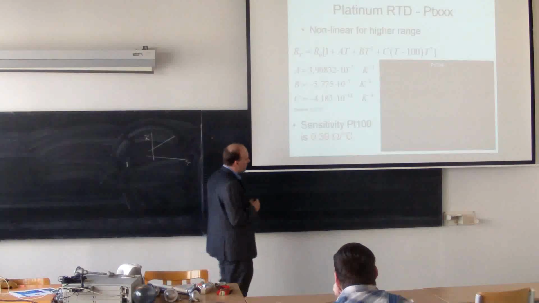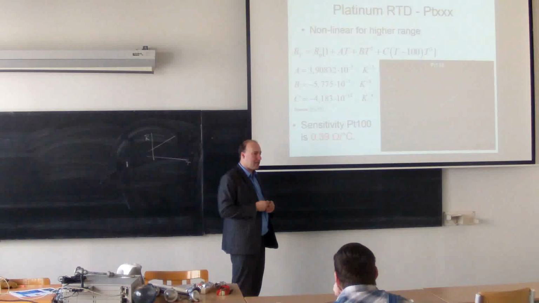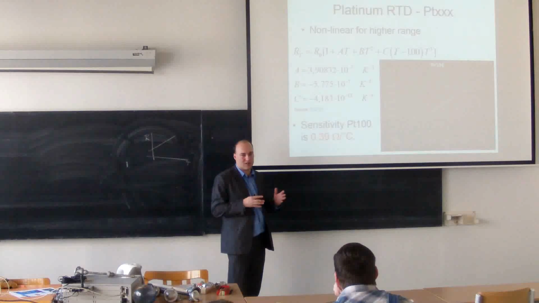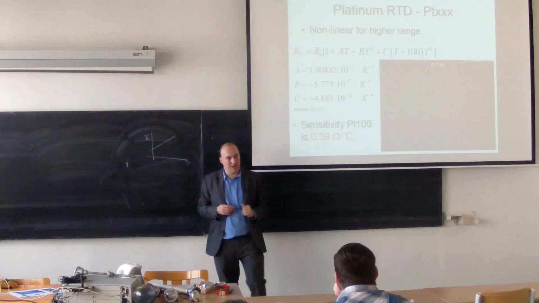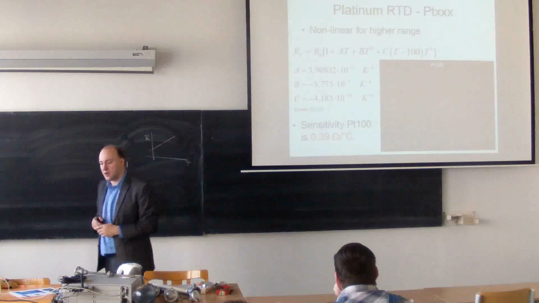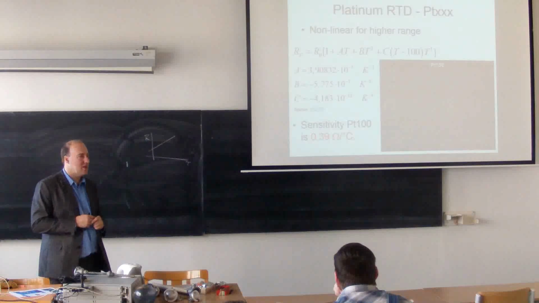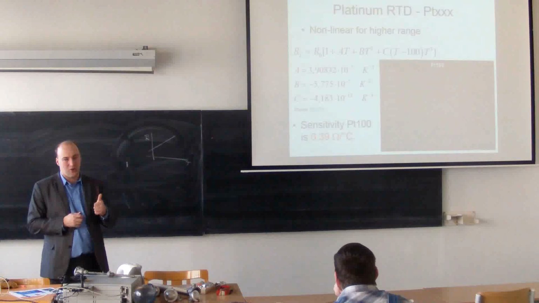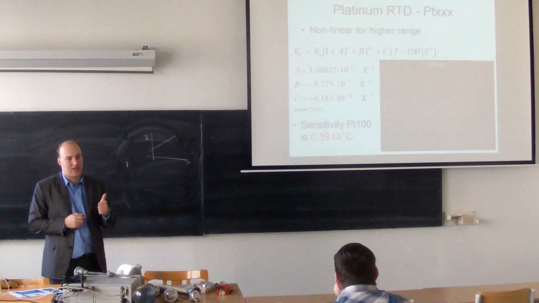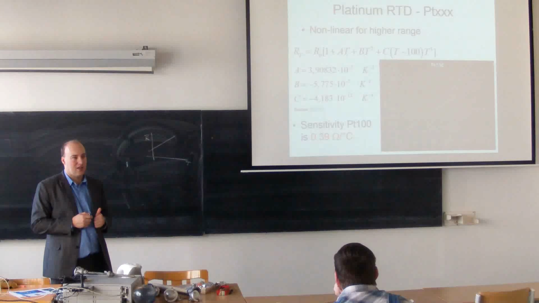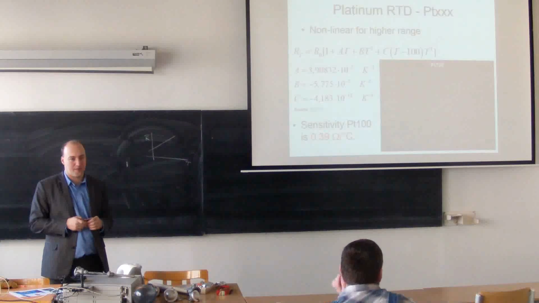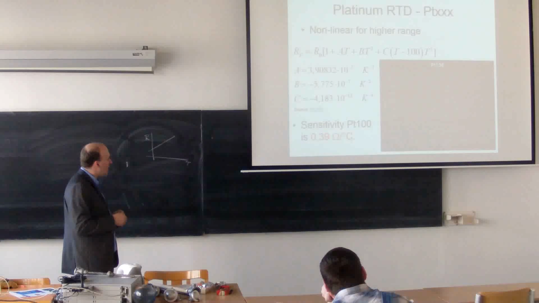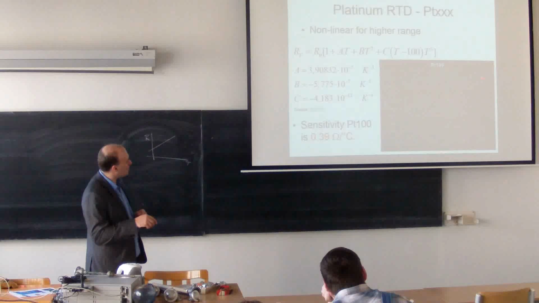And if I assume a linear dependence, I can define the sensitivity as a constant value. We can say that the sensitivity of the PT100 is 0.39 ohms per centigrade. So if I have 0 temperature, I will have precisely 100 ohms. If I have 1 centigrade, I will have 100.39 ohms, and so on. The linearity or non-linearity can be judged from this chart.